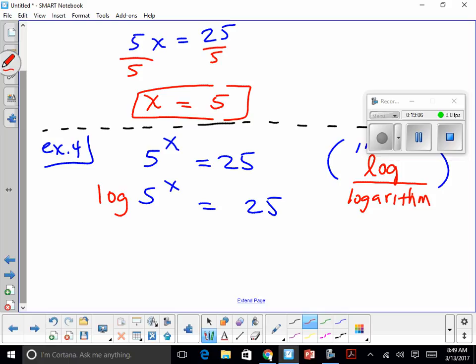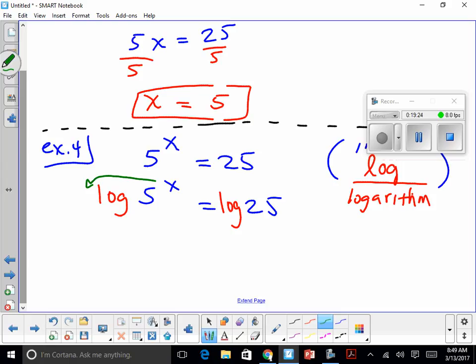What does log mean? Don't worry about what it means. Just do. Because here's what's going to happen now. This x up here is going to be able to climb down right in front of the log. In other words, our goal is to get the x from floating up high to ground level. Once it's on ground level, we get to do some familiar stuff.